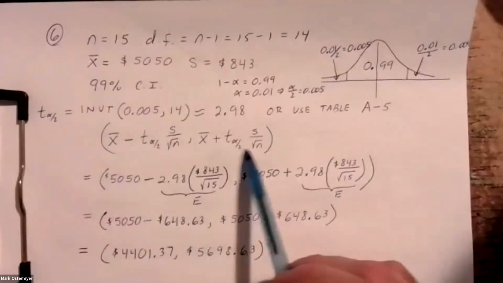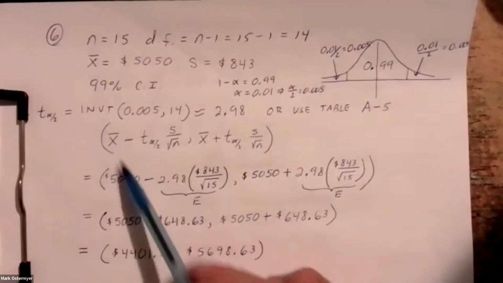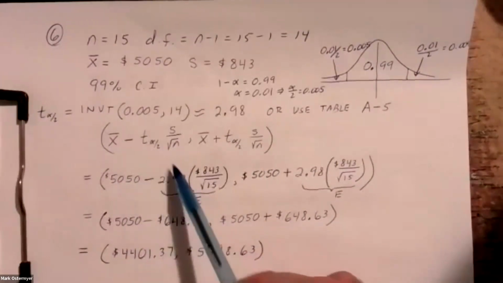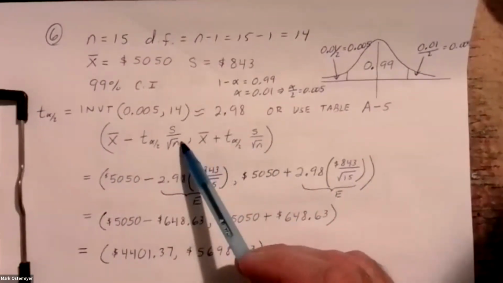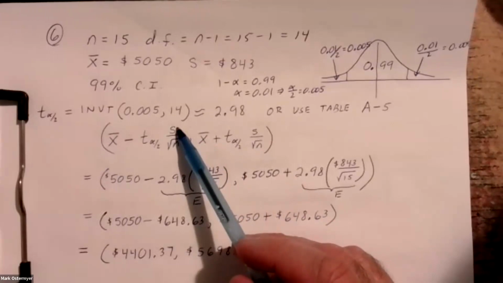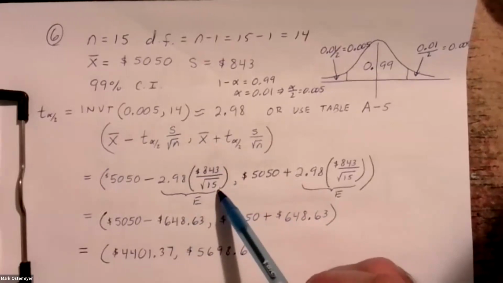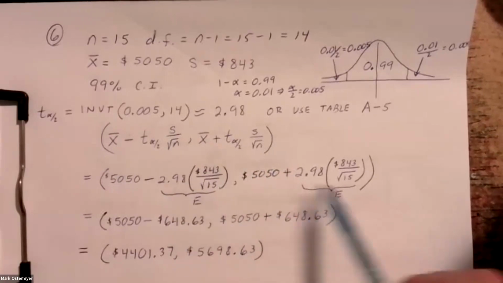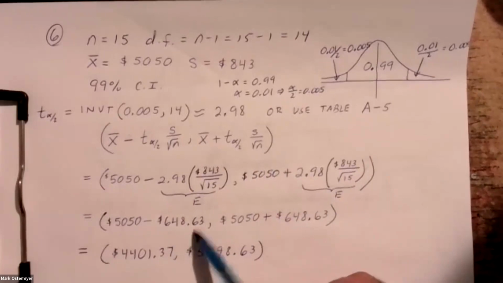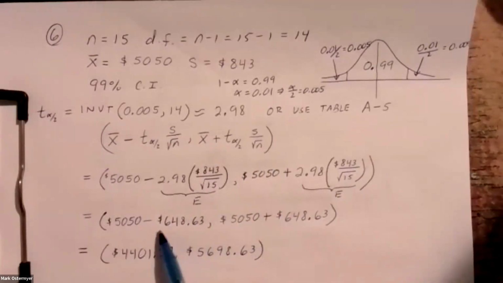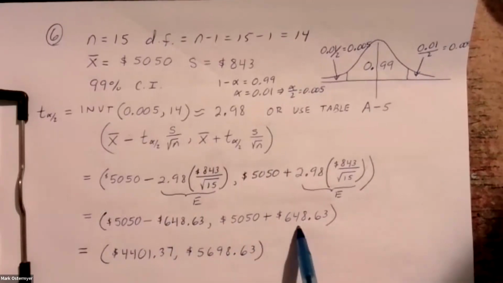This is how we're going to build our confidence interval manually. We put our sample mean in for x bar. This is the critical t value. And then we've got our standard error here: sample standard deviation divided by the square root of the sample size. This is your margin of error, and it cranks out to about $648.63. So to find the lower endpoint of this 99% confidence interval, you take the sample mean and subtract off the margin of error. And to find the upper endpoint, you take the sample mean and add the margin of error.